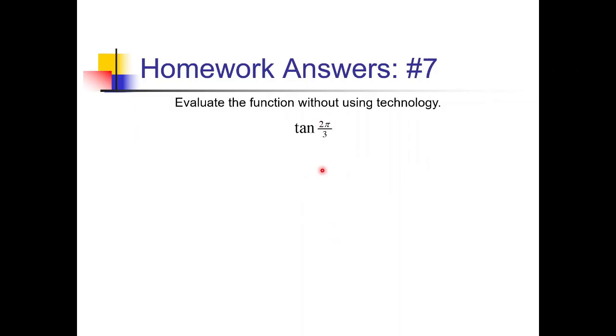For this problem, we're trying to figure out tan of 2 pi over 3 without a calculator. So I think it would be helpful to start by putting this in degrees so it's a little easier to figure out where we are on the unit circle. So multiplying by 180 over pi, 180 divided by 3 is 60. 2 times 60 gives us 120 degrees. And I'm just going to put that on my unit circle. 120 is right about here.